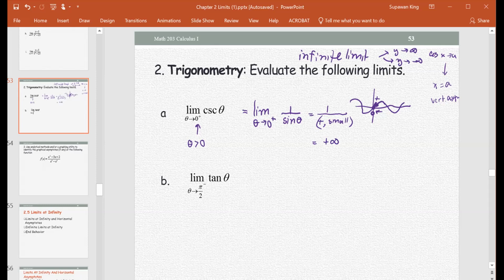Okay, use the graph to help you put the pieces together. And then in a similar way, the limit as theta approaches pi over 2 from the negative side of the tangent theta. Well, if you recall the graph of tangent, that's great. If you don't recall, what can we do to evaluate the limit of the tangent theta as theta approaches pi over 2 from the negative side? My first question, do you recall the graph of tangent? Anyone recall?